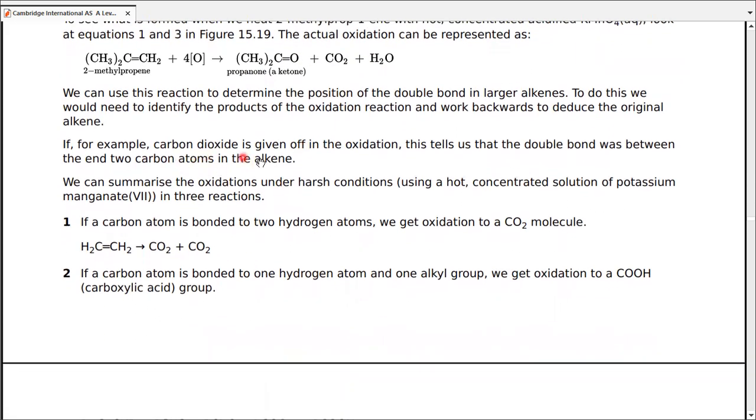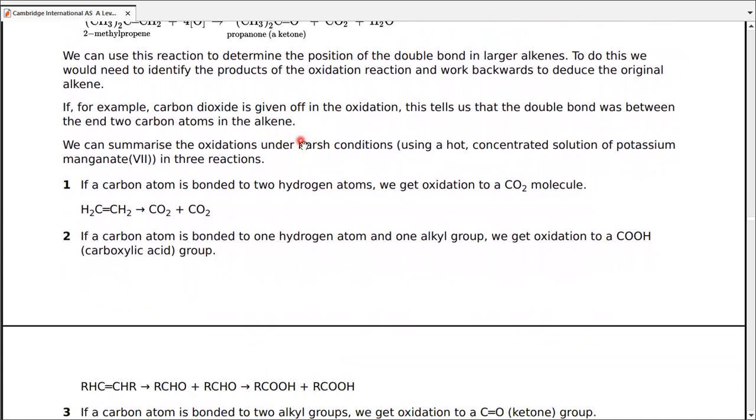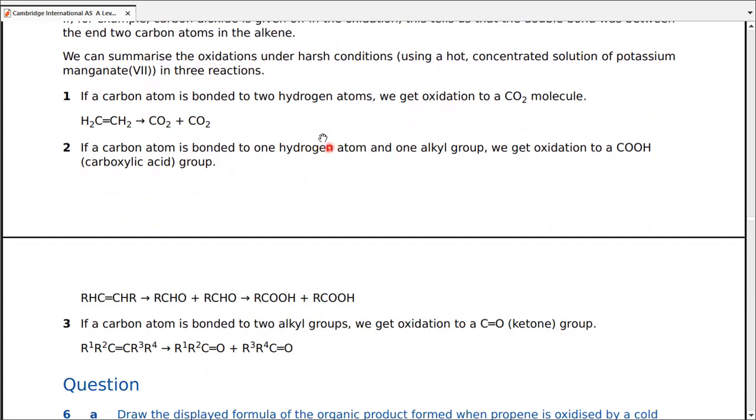So, if for example carbon dioxide is given off, you understand that there were two hydrogen atoms on at least one of the doubly bonded carbon atoms. If there was a carboxylic acid, I hope you understand it was the second case scenario, and there was some kind of CH and R-based system attached to it. So, what will we summarize? If a carbon atom is bonded to two hydrogen atoms, you get carbon dioxide.